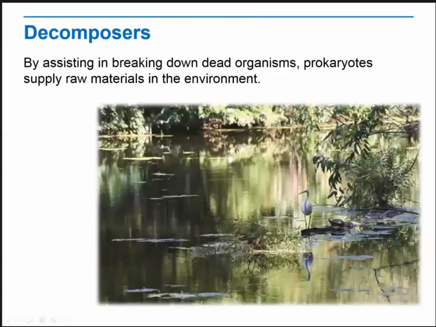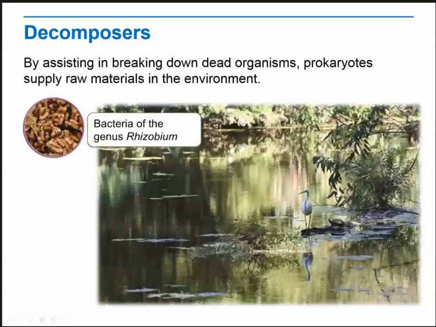What type of organism is vital to recycling matter in an ecosystem? That's a decomposer. Bacterial decomposers are also essential to industrial sewage treatment, helping to produce purified water and chemicals that can be used as fertilizers. Bacteria of the genus Rhizobium often live symbiotically in nodules attached to the roots of legumes such as clover, where they convert atmospheric nitrogen into the form that is used by plants.